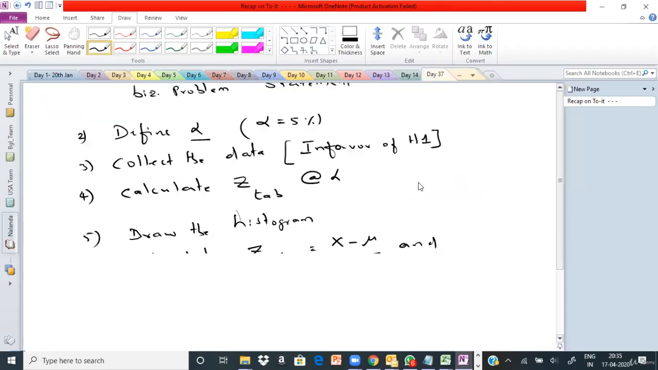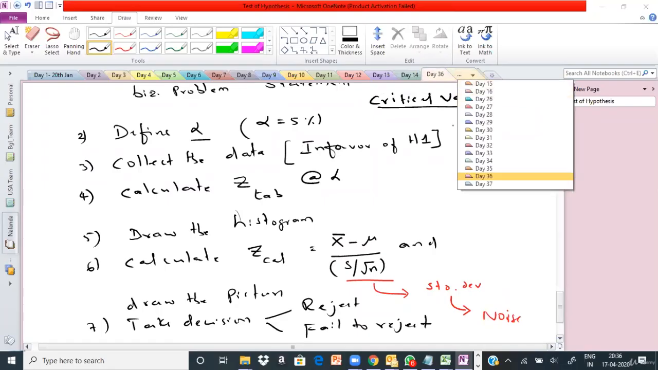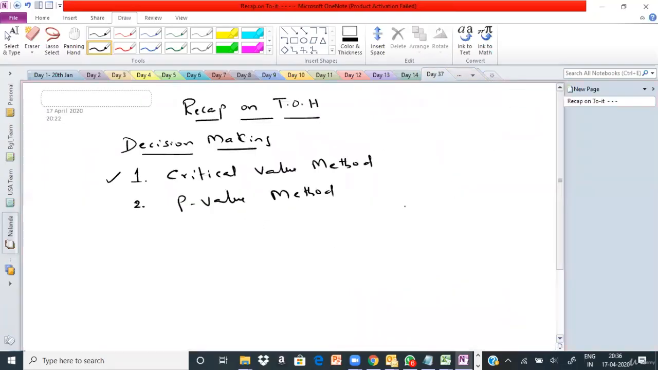If I go to this one, this is your critical value method. Oh, sorry. Here yesterday I said x minus mu. This is x bar. X bar minus mu. Okay. I apologize. Let us go back and revisit the whole thing.